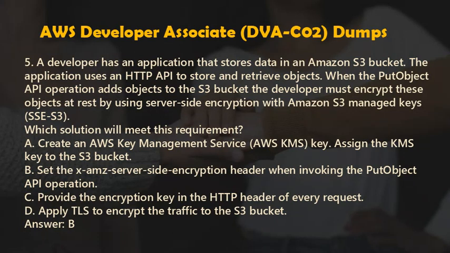A. Create an AWS Key Management Service, AWS KMS, key. Assign the KMS key to the S3 bucket. B. Set the x-amz-server-side-encryption header when invoking the putObject API operation. C. Provide the encryption key in the HTTP header of every request. D. Apply TLS to encrypt the traffic to the S3 bucket. Answer: B.